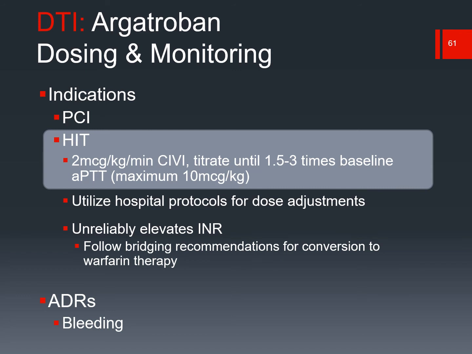There are hospital protocols that are used to adjust doses, and nurses should be familiar with these, as well as pharmacists should be able to educate on these within their facilities. Argatroban, we know that it's working on the thrombin within the cascade, and in which case it can unreliably elevate the INR. So when we are converting to warfarin, there are specific regulations surrounding that, and we know that the INR will be elevated, and we plan for that and dose around it. There are ADRs of bleeding, like there are with all the other drugs.